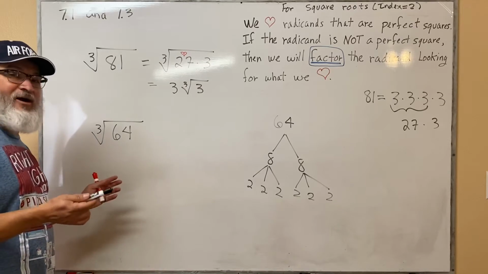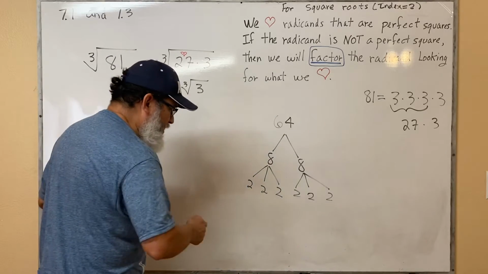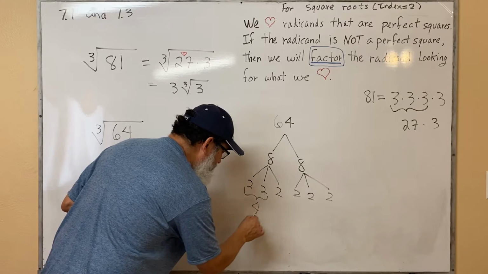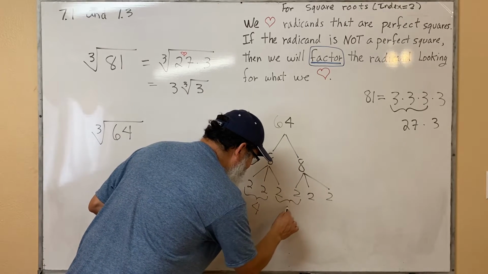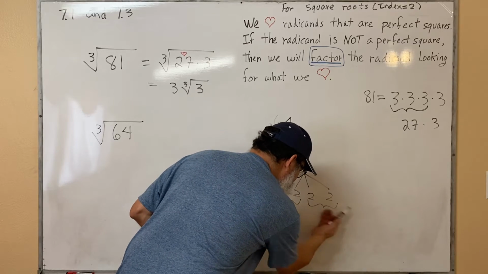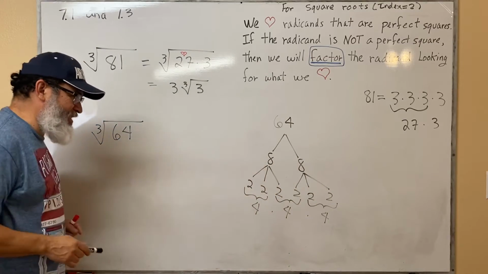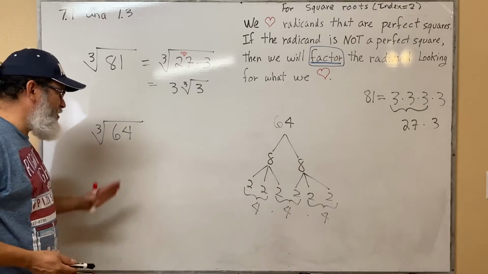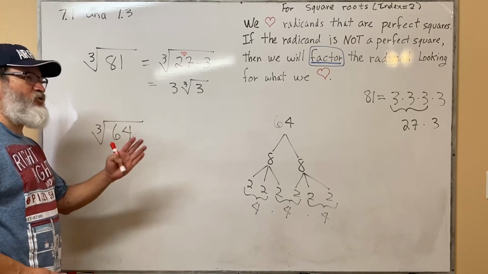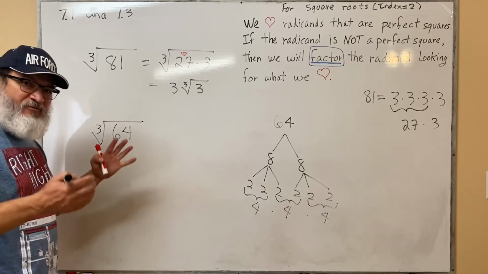Okay, well, let me see, maybe I do love it now. Maybe I do love the 64. Why? Because you see, 64, that's a 4 times a 4 times a 4. Hey, listen. After all, I do love the 64 because 64 is also a perfect cube. So 64 is a perfect square, which I love if this was an index of 2, and 64 is a perfect cube.